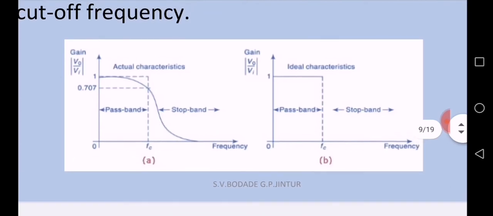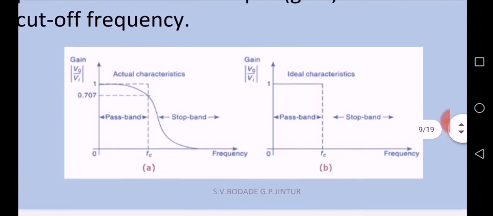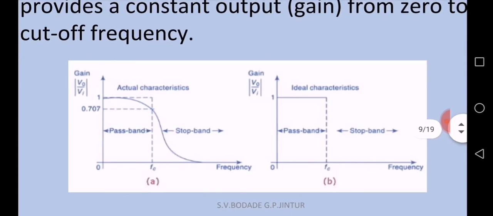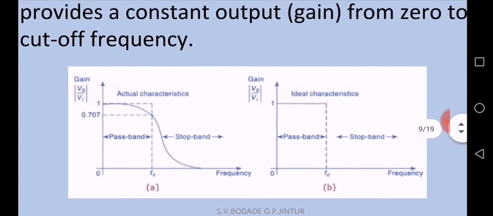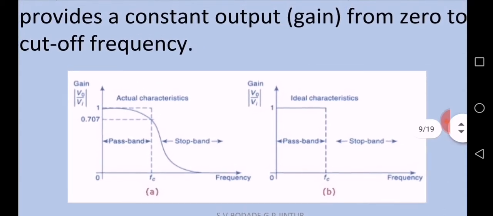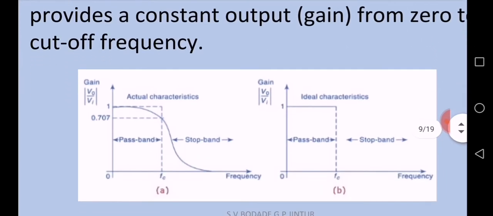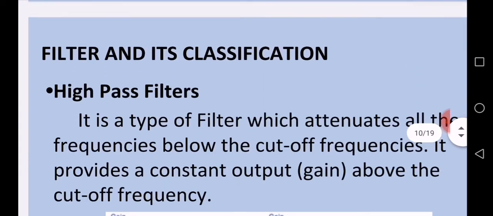So there is a passband and a stop band. So why is it called a low pass filter? Because it passes a lower band of frequencies and cuts the higher band of frequencies. So it is known as a low pass filter. Then the next topic is a high pass filter.